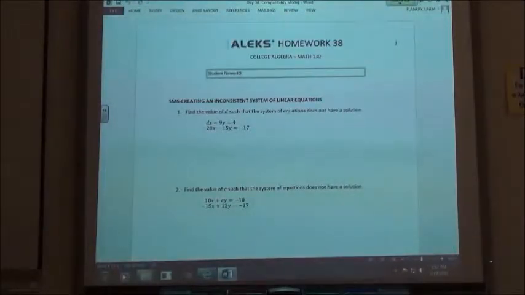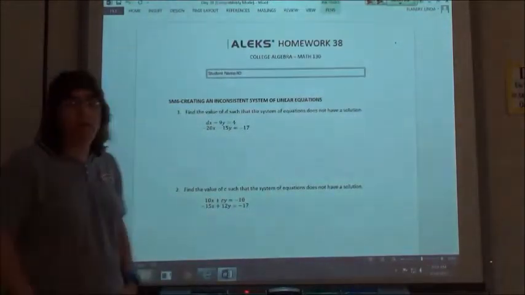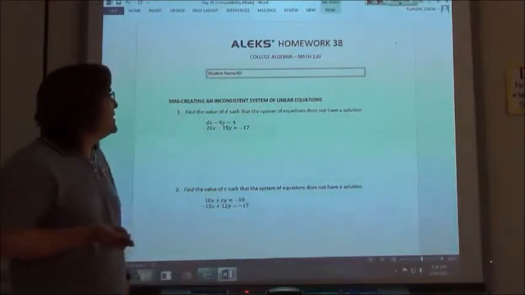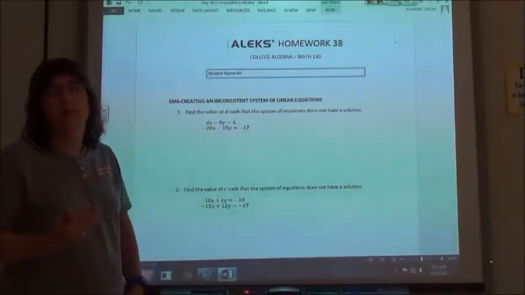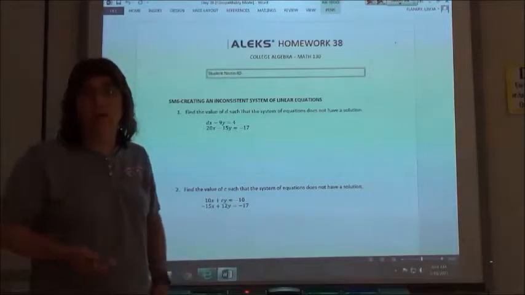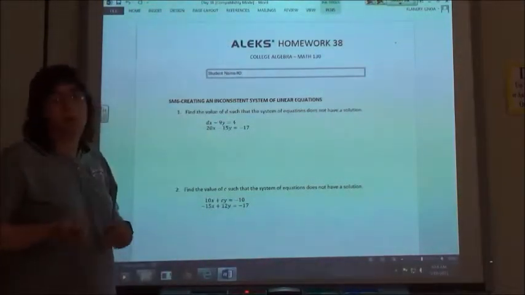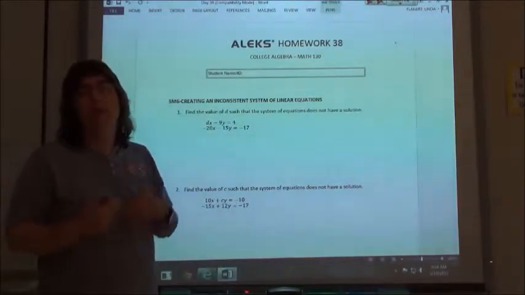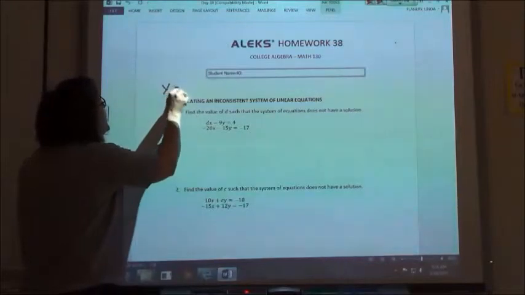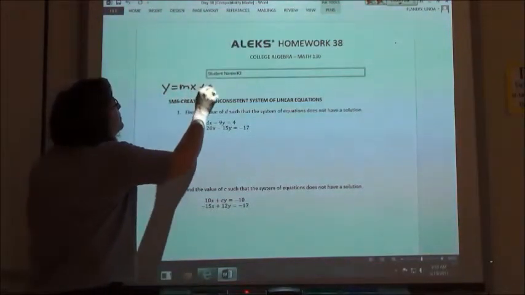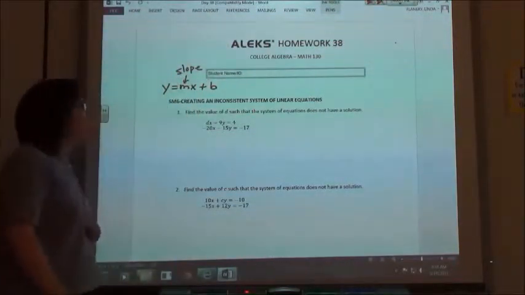College Algebra Homework 38 starts off with creating an inconsistent system of linear equations. If you remember, an inconsistent system of equations means your lines have to be parallel to each other because they're not going to touch and therefore they're not going to have a solution. So what we want to do is rearrange both our equations in slope-intercept form so that we can then compare the slopes. So we want them in the form of y equals mx plus b, because then we know the value in front of our x has to be our slope.